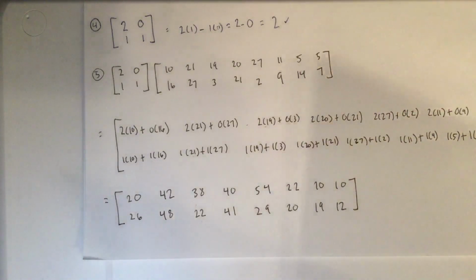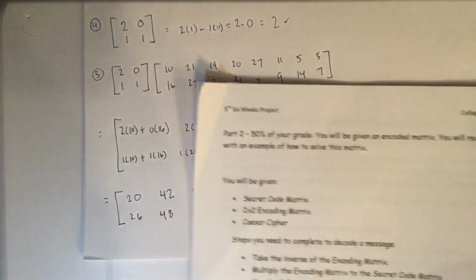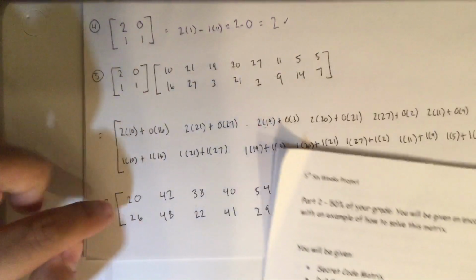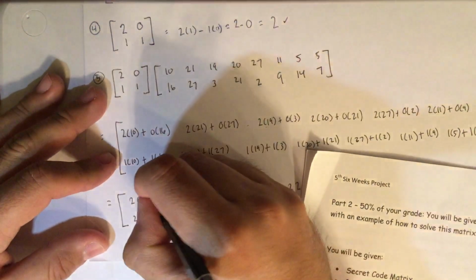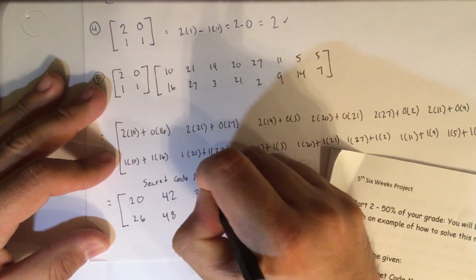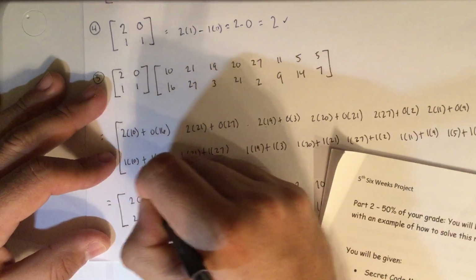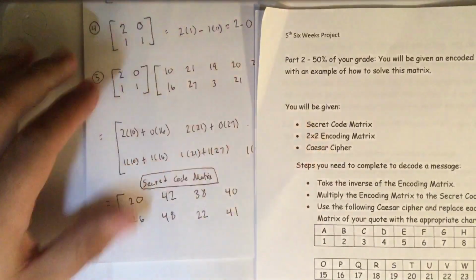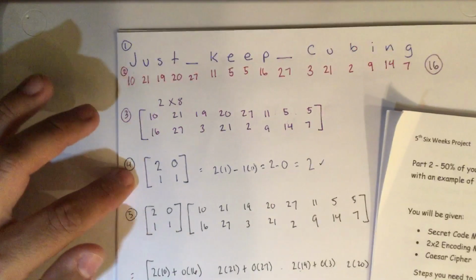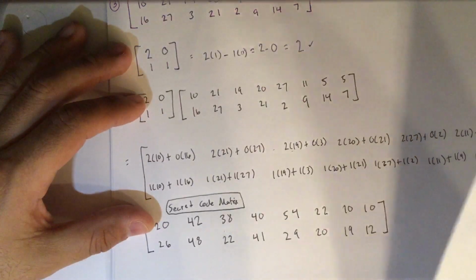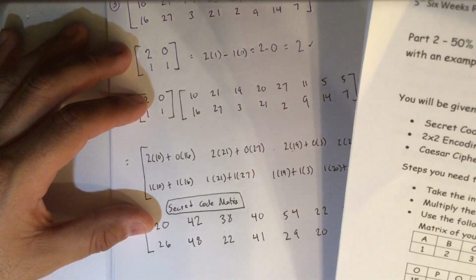All right, now for part 2. So this is the other part of your grade on this one. It says you will be given the secret code matrix. And remember, I came up with that myself. This is the secret code matrix. So let's label this. Secret code matrix. So that's my secret code matrix. The 2 by 2 encoding matrix, which is right here. That's my encoding matrix. And the Caesar cipher, which is the same thing from the first part, so this is no different. So it says take the inverse of the encoded matrix.